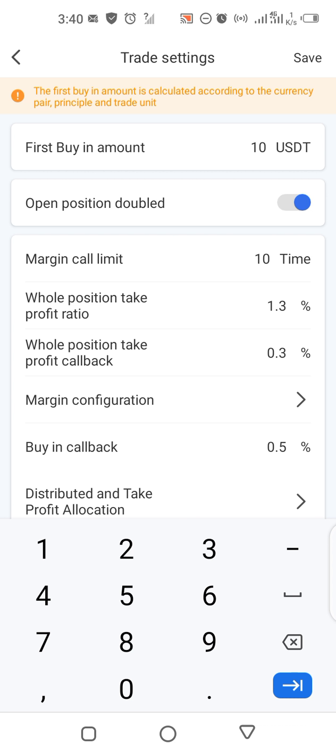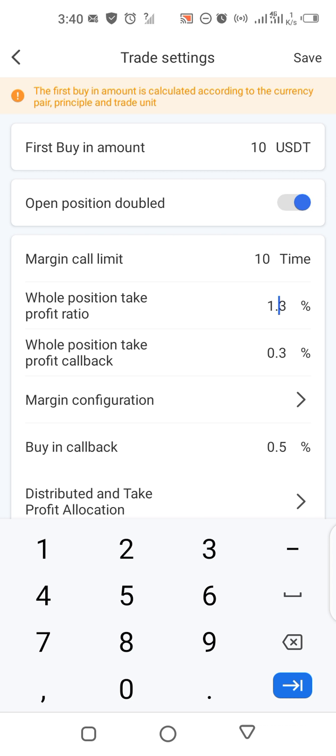Next, I want to talk about the whole position take profit ratio. Now, when you set this, you are instructing the bot, the artificial intelligent robot, to hold profit. When the market goes high by 1.3%, you are instructing the bot, hold my profit at 1.3%.